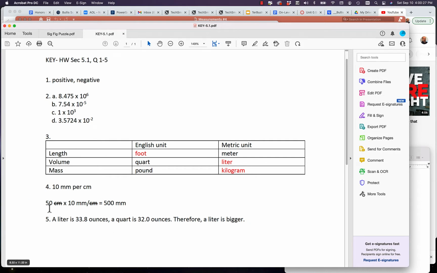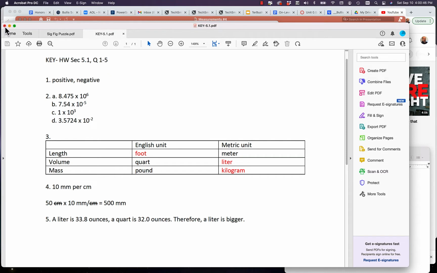Question number 4, when you do the conversion, if you have 50 centimeters and then there's 10 millimeters per centimeter, you multiply by 10 to get 500. And finally, you might have had to look up the number of ounces in a liter somewhere, or the amount of ounces in a quart, to see which one was bigger. A liter is a little bit bigger.